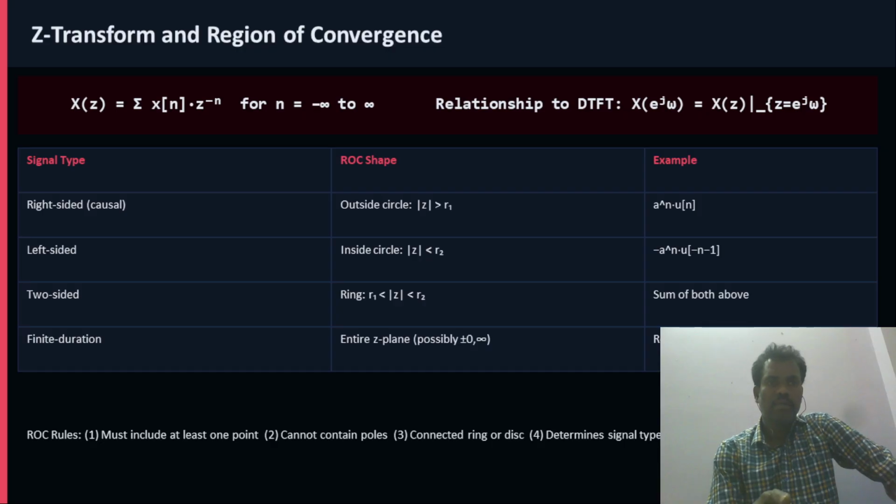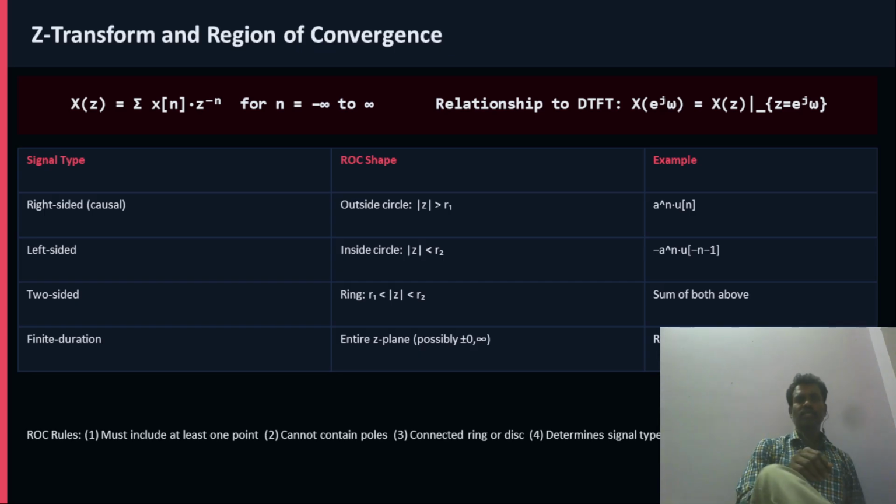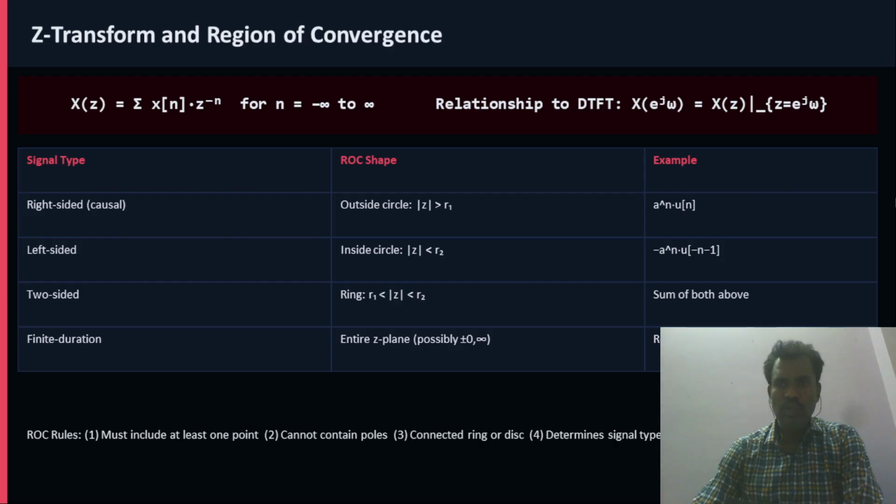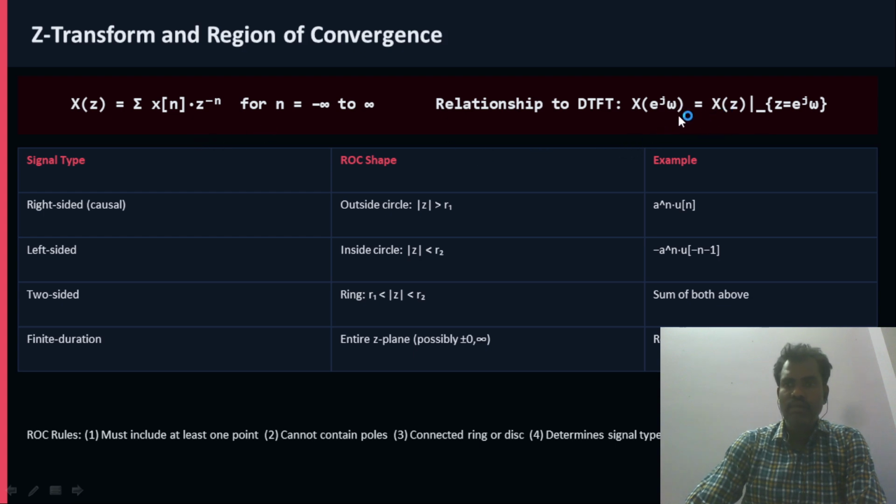X of z equals sigma x of n into z power minus n. Whereas the DTFT formula is also the same as this: X of e power j omega equals sigma x of n into e power minus j omega. So what is the difference here? The z is replaced with e power j omega. So this is the relation between DTFT and z transform: X of e power j omega equals X of z, where z is replaced with e power j omega.